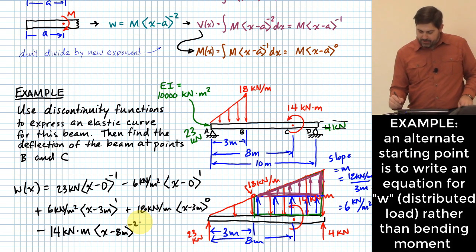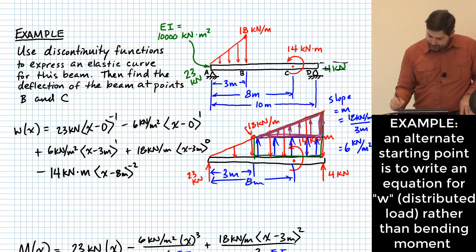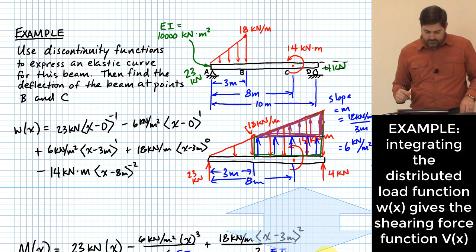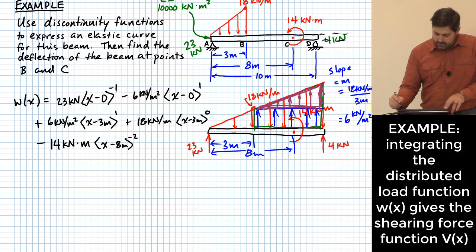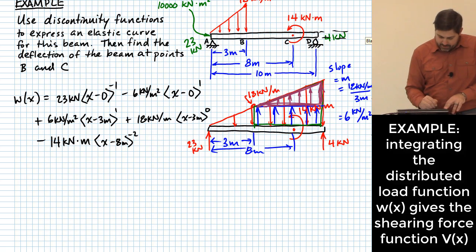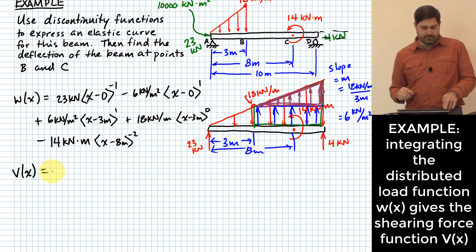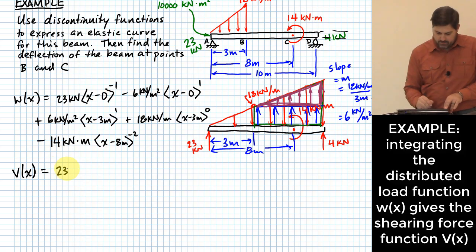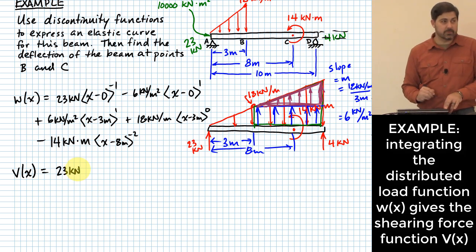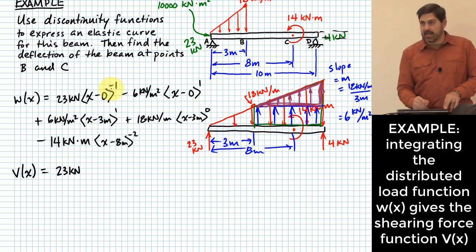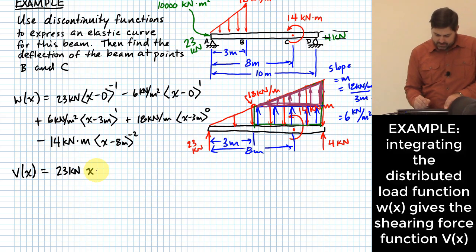All right. What can I do with that function? I can integrate it. Now when I integrate it, it gives me V of x, right? What does that first term become? 23 kilonewtons. What are my rules when I have a negative exponent? All you do is increase the exponent by 1, so this just becomes x minus 0, raised to the 0.